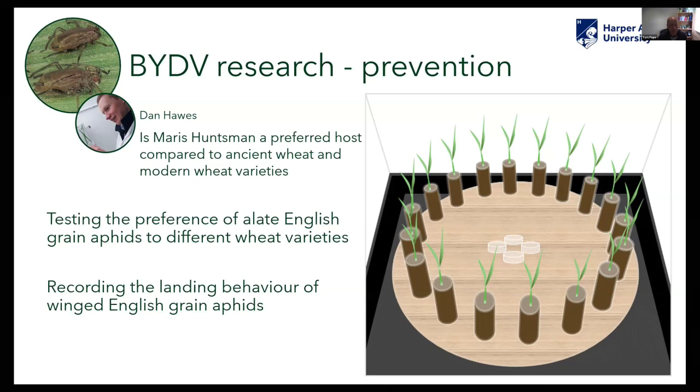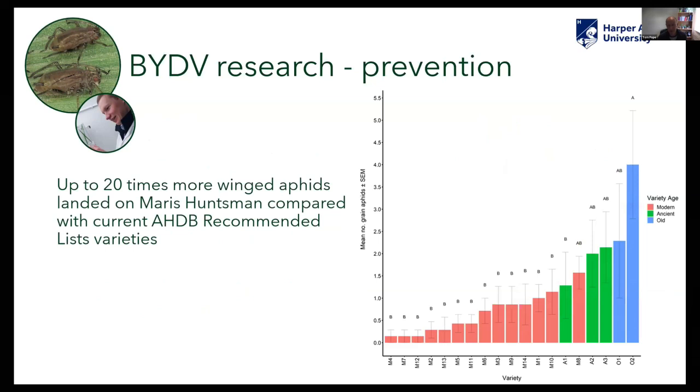So Dan took winged or alate English grain aphids and simply released them from the center of an arena, and then presented them with different varieties of winter wheat, as well as ancient wheats from which those modern varieties have been bred, to see where the aphids prefer to land. And the result was really quite striking.